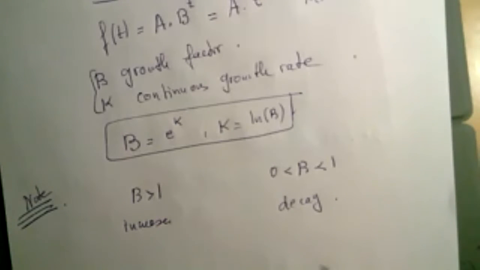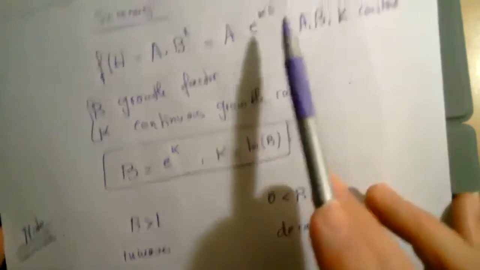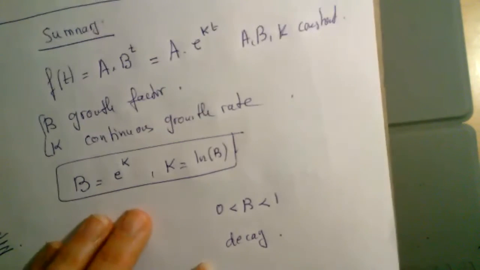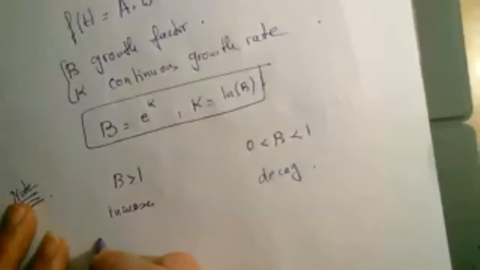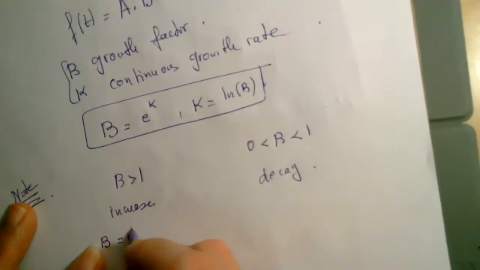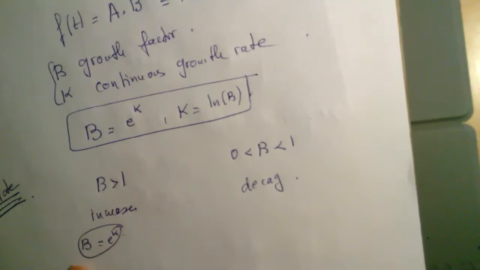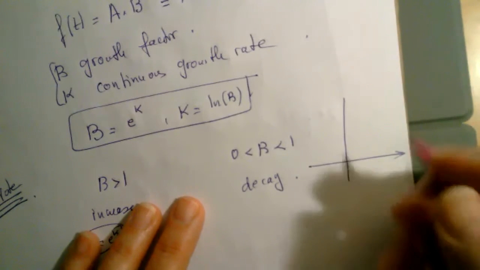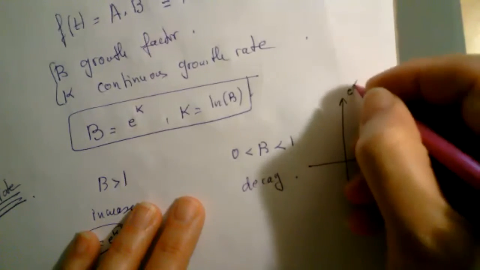But very good. What about k? If somebody gave me the form of the exponential this way, a times e to the kt, when do I know whether it's increasing or decreasing? Let me help you with it. We know that b is e to the k. So which value of k will make b bigger than 1? Let me take you back to the graph of the exponential. Suppose this is x, and e to the x.